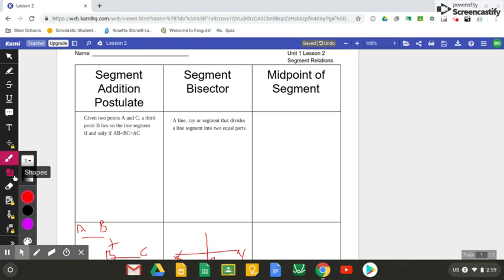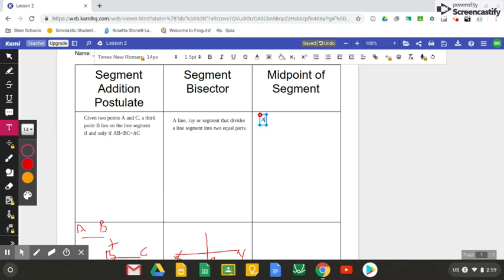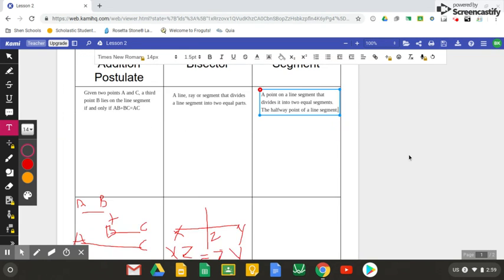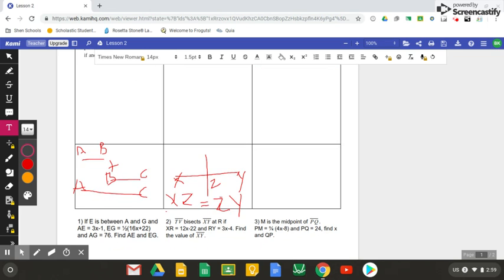All right, last definition: midpoint of a segment. Well, what does this mean? It's a point on a line segment that divides it into 2 equal segments. So it's doing the same thing as a segment bisector. Also, it's the halfway point of a line segment. So this actually does the same exact thing as a segment bisector.